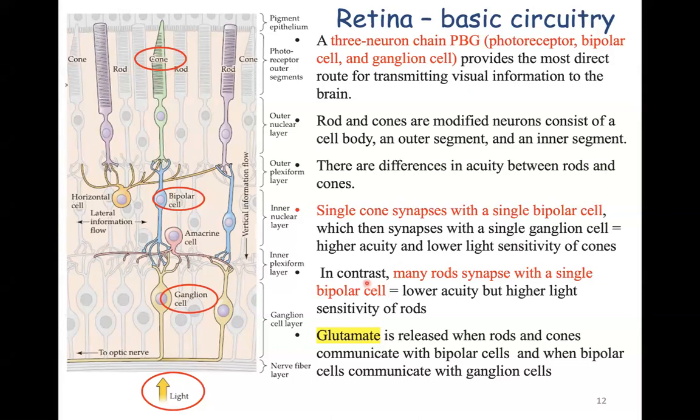Now, why do they have lower light sensitivity? Because let's say if light didn't hit this cone and it only hit this cone, we would have no signal at all. Nothing would be transmitted. So it has minimal sensitivity. The cones have minimal sensitivity.